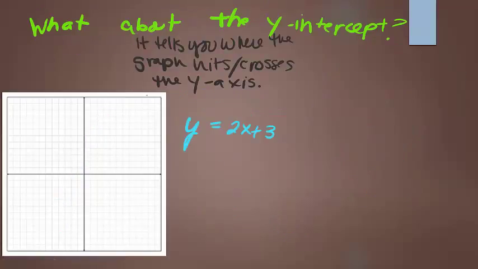All right, well, what about the y-intercept? The y-intercept tells you where the graph hits or crosses the y-axis. So again, we have this equation here. The y-intercept is 3, so that means if we are looking at our y-axis, this equation is going to hit the y-axis at 3, and the slope is 2, so up 2 over 1. Hey, that one was better.